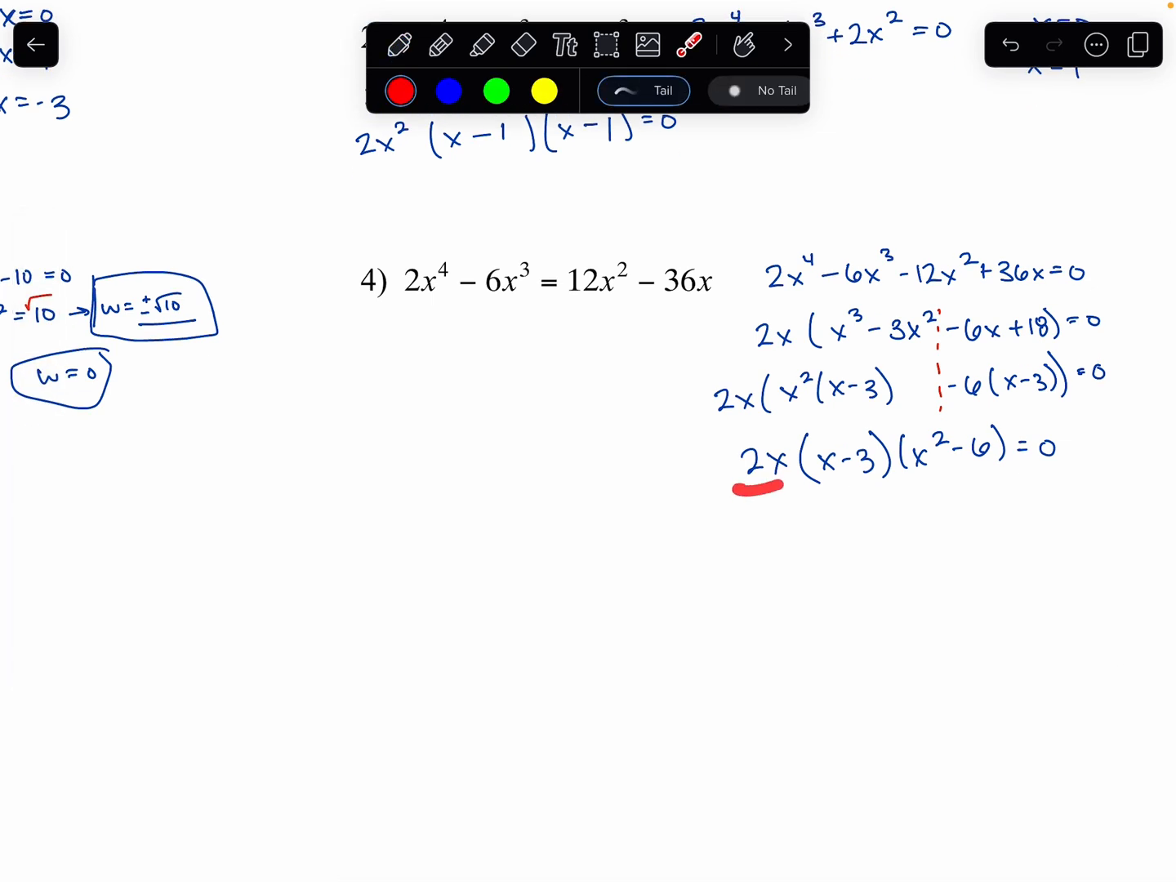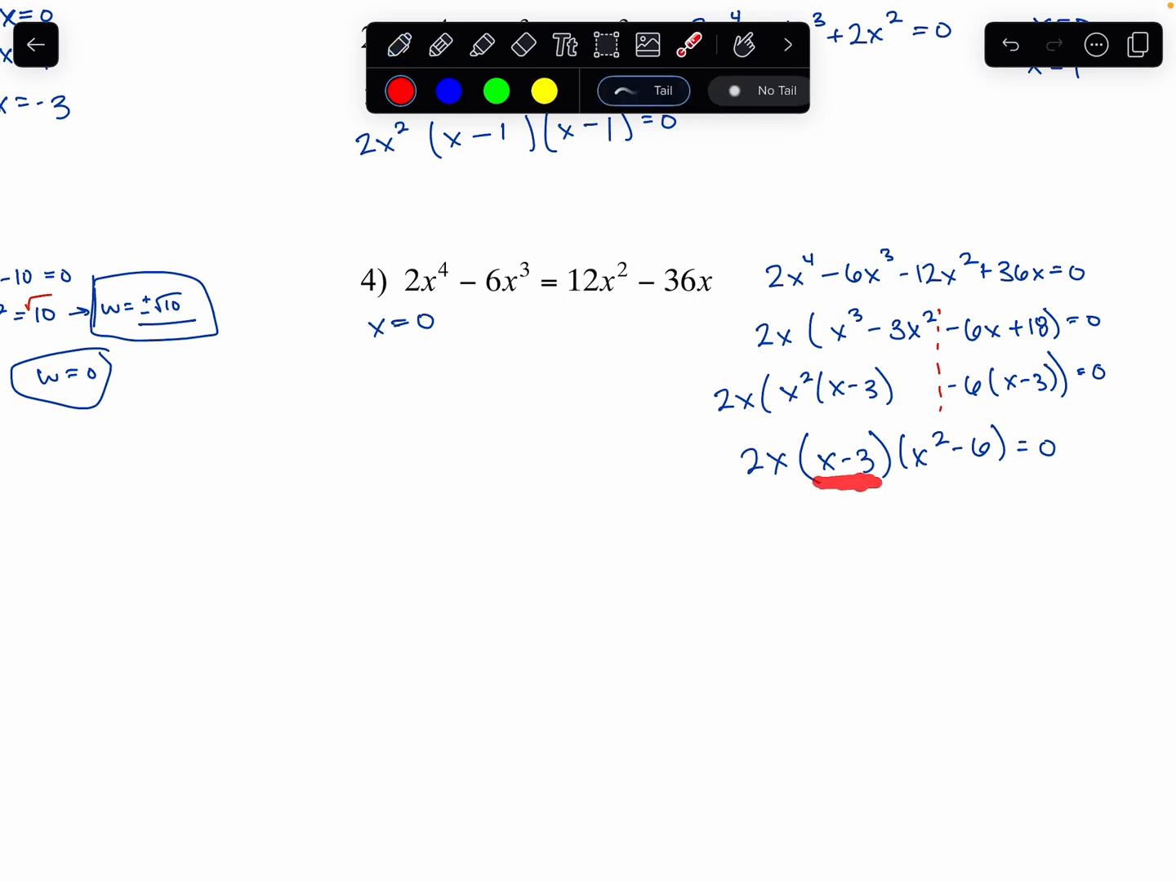Let's just go through A, B, and C and see what value of x I need to plug in to get 0. So here, obviously, is just 0. 2 times 0 is 0. And then this becomes negative 3. This becomes whatever that becomes. But because I'm multiplying by 0 here, everything becomes 0. So x equals 0 is a solution.